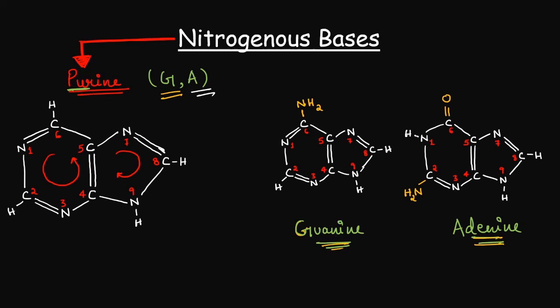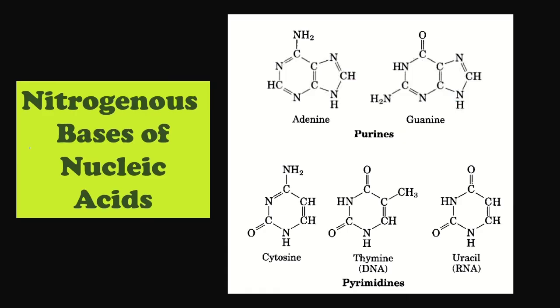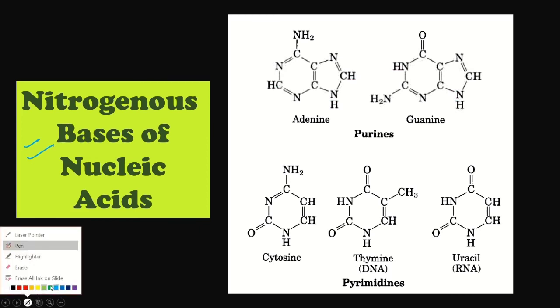Now we can also name them as, in case of guanine there is an amino group on the 6th carbon, so we can name it as 6-amino purine. Okay, 6-amino-purine. In case of adenine, there is an amino group on the 2nd carbon, so 2-amino. There is an oxy group on the 6th carbon, so 6-oxy-purine. That's it. Our guanine and adenine structures are ready. So these are the 5 nitrogenous bases that are present in case of DNA and RNA.